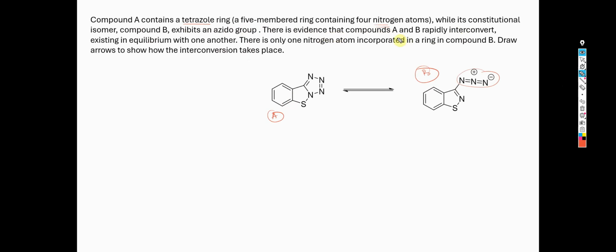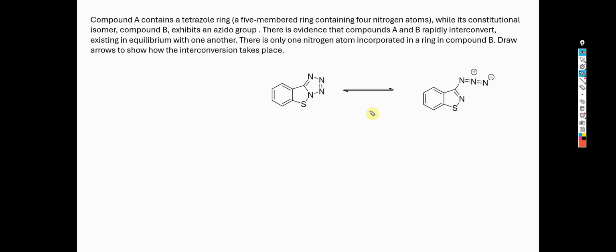There is evidence that compounds A and B rapidly interconvert, which means they are in equilibrium and they switch between the two structures. There is only one nitrogen atom incorporated in a ring in compound B. So this is B, and there is only one nitrogen atom that is part of the ring, whereas A has more than one nitrogen atom that is part of the ring. So draw arrows to show how the interconversion takes place. Go ahead and pause the video, solve it, and start when you're ready.